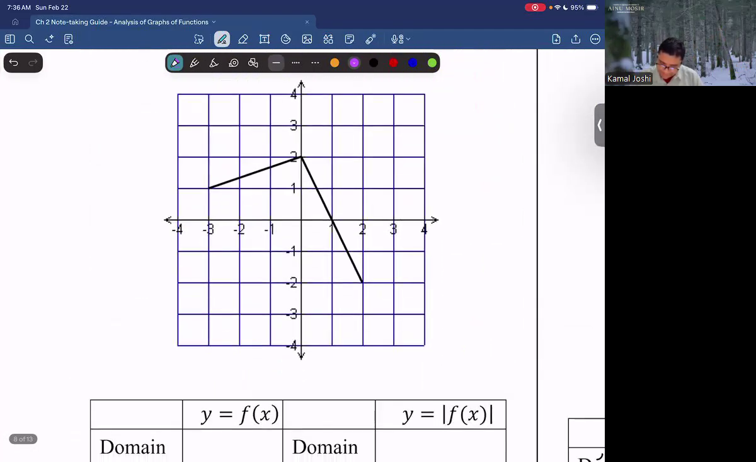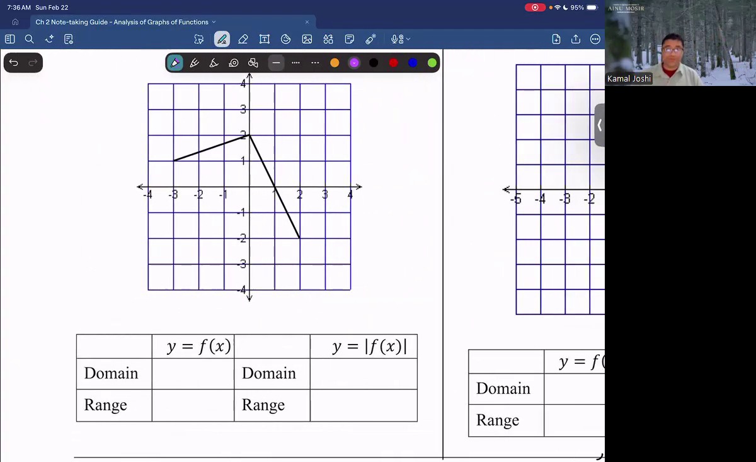All right. So one more for you to practice. Draw the absolute value, then write the domain and range. Okay. I'm also going to do it now. Pause the video and then verify your answer with me.